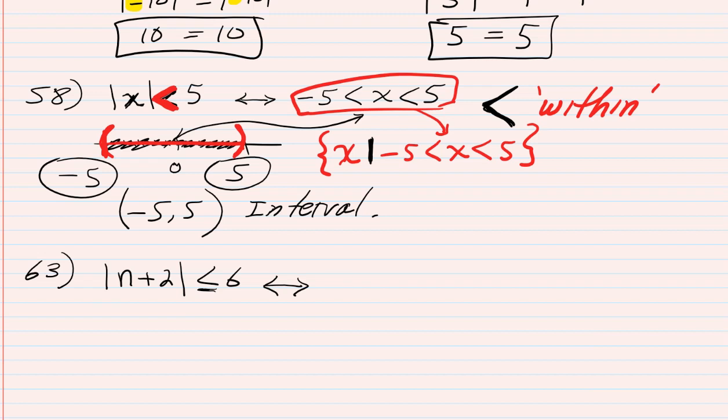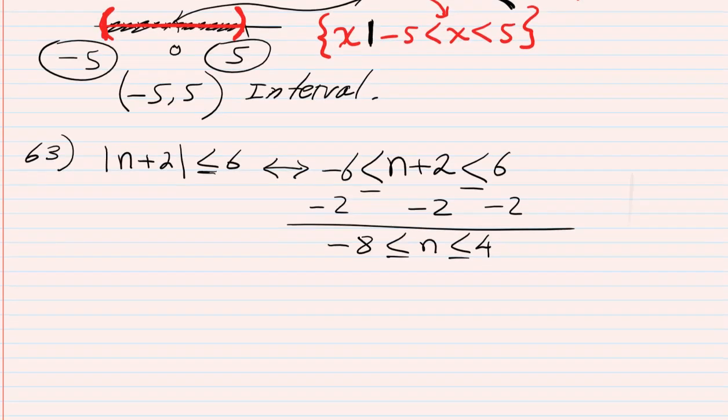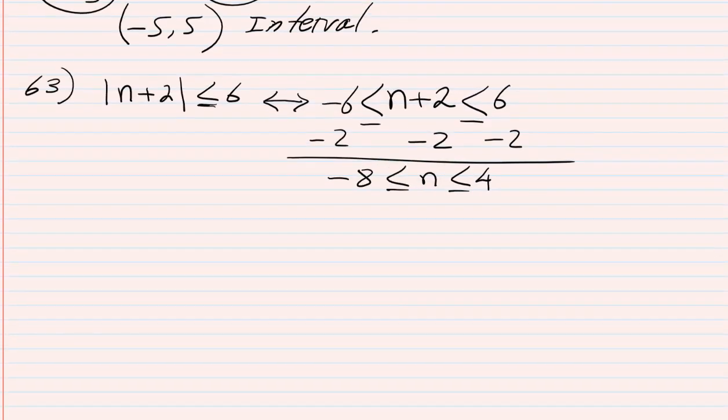So this means n plus 2 within 6 units. So I'm just going to go ahead and write it with my inequality. So what's inside absolute value must be within 6 units. And there you go. That's what within 6 units means. Means between negative 6 and 6. Isolate n by subtracting 2 from all parts. We get negative 8 less than or equal n less than or equal to 4. And this indeed, this is a solution.